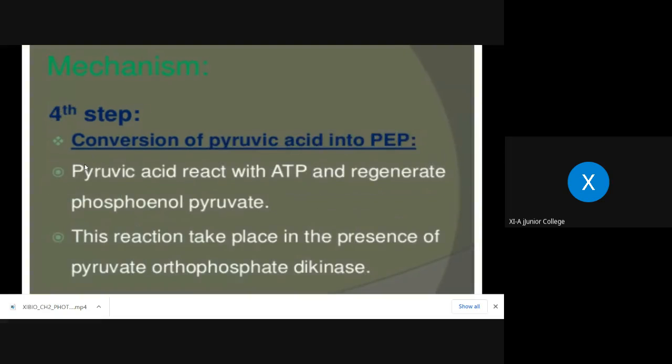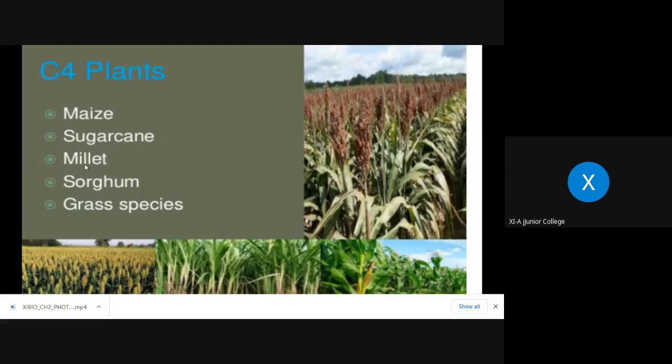Examples of C4 plants are maize, sugarcane, millet, sorghum, and grass, so many grass species. Most members of monocots and a few members of dicots show this alternative pathway, called the C4 pathway. This is also given in your textbook very clearly.